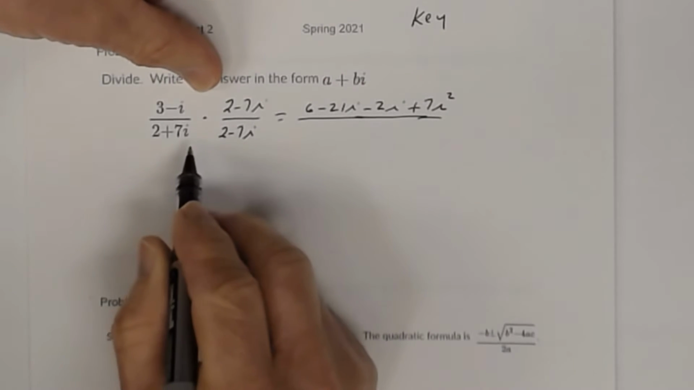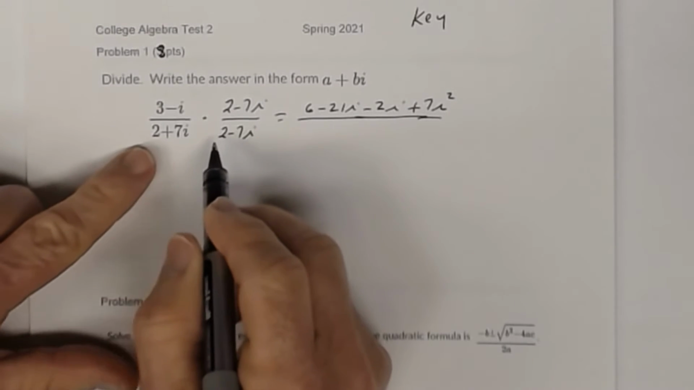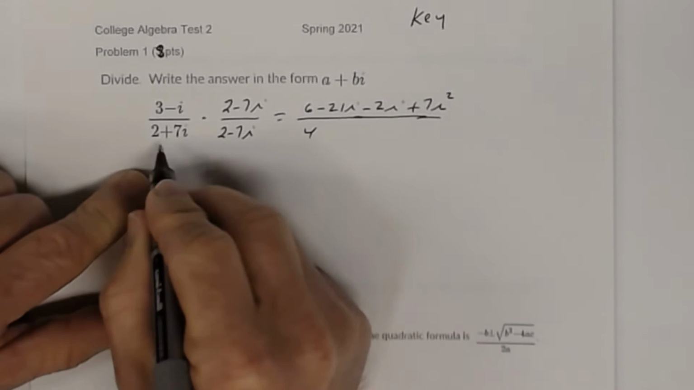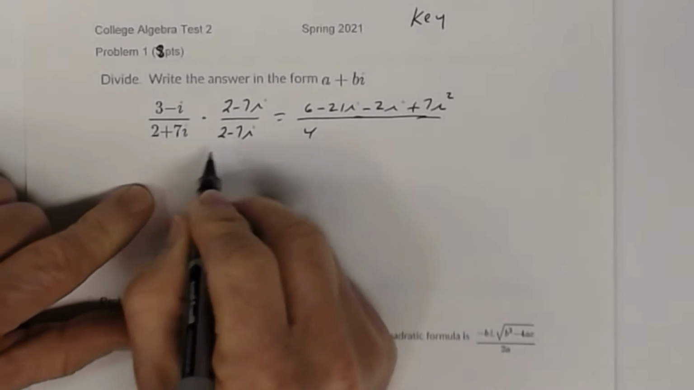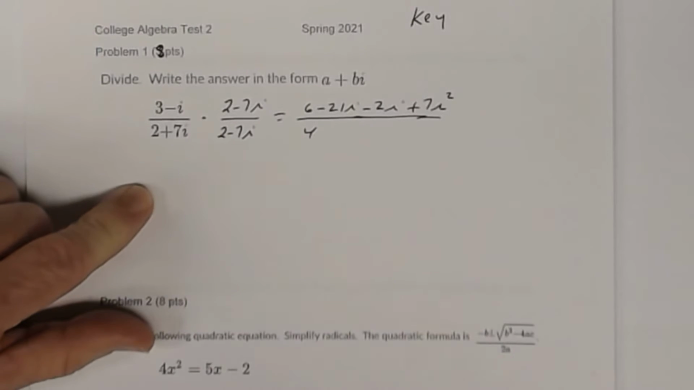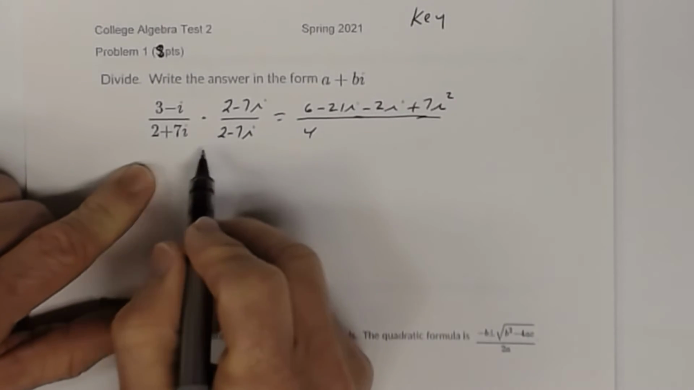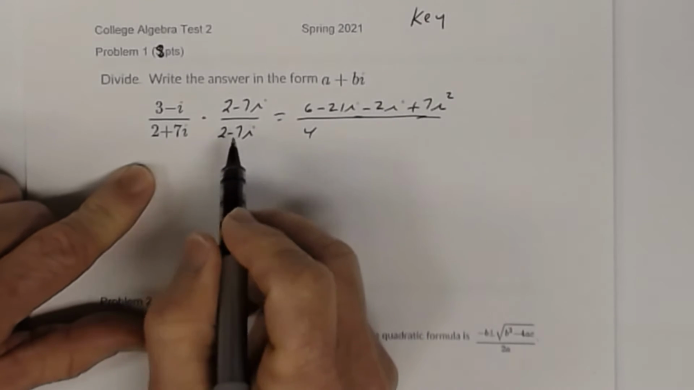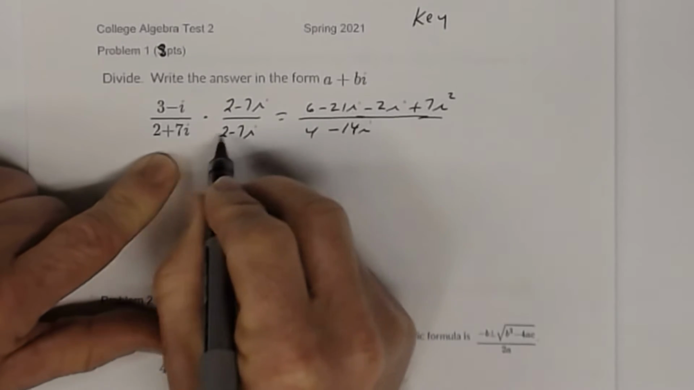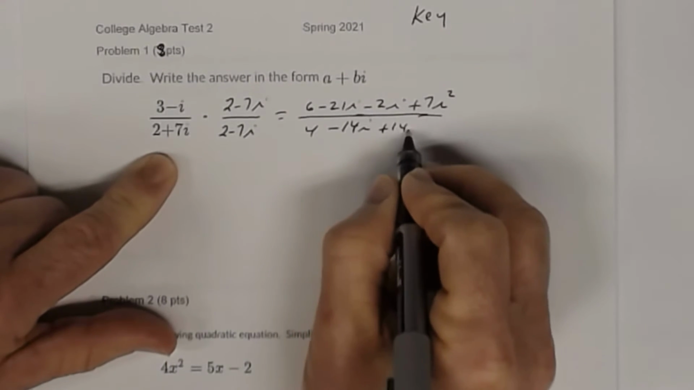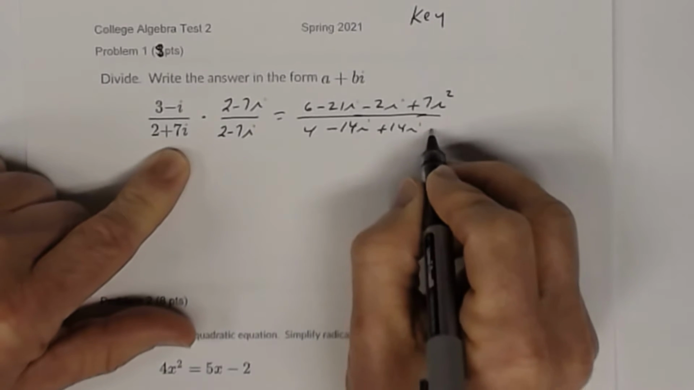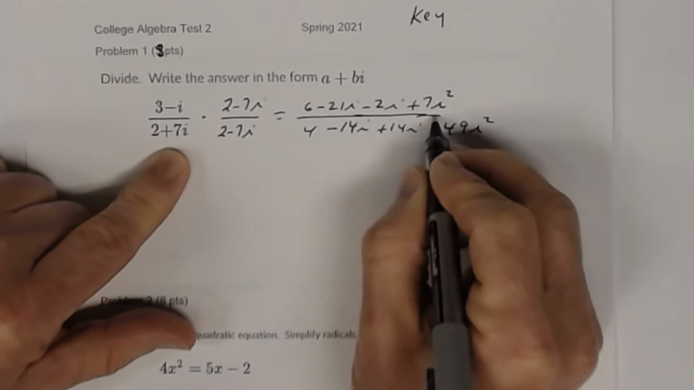Doing the same thing in the denominator, I'm multiplying these two binomials. So I get 2 times 2 is 4. The outer, notice those are conjugates. So when you look at the outer and the inner, those are going to add up to be 0. So if you write it down, you'll end up being like this. 2 times a negative 7i is a negative 14i. 7i times 2 is a positive 14i. And then a positive 7i times a negative 7i is a negative 49i squared.